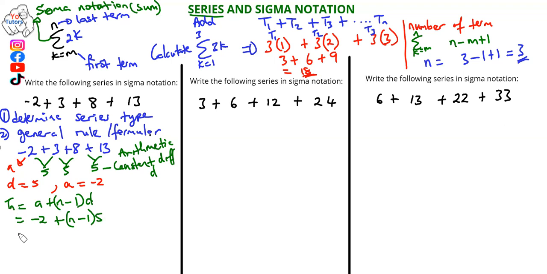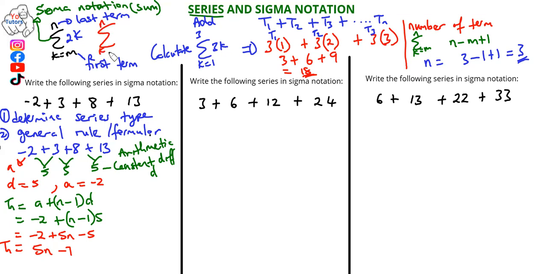Now, let's see what we get there. It's going to be negative 2 plus 5n minus 5. Then you can see what we have here is going to be 5n minus 7. So now this is the general term. So this is how to find Tn.